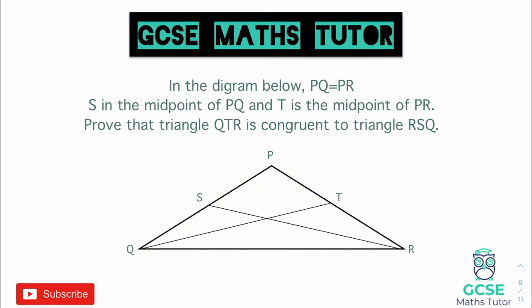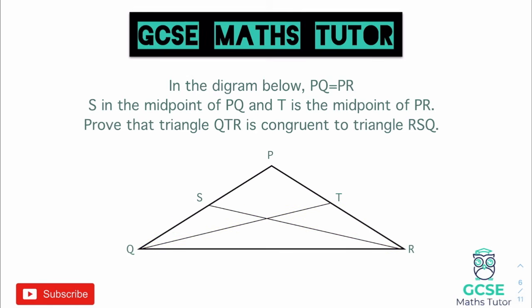It then says prove that triangle QTR is congruent to triangle RSQ. So Q to T to R is this triangle just here, and overlapping that is the other triangle where we have RSQ, and R to S to Q is just there. So as you can see, they overlap, but hopefully you can see them relatively clearly, and we're going to have a go at proving this one.